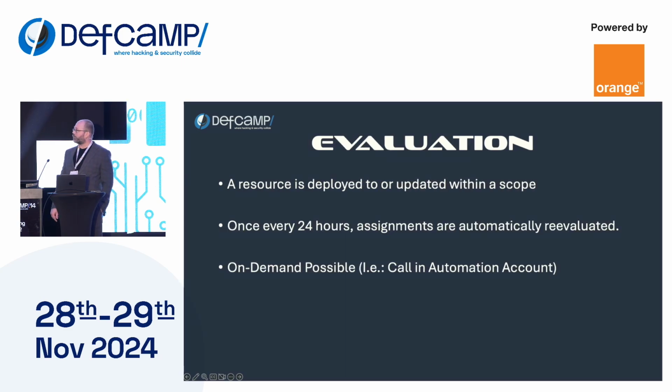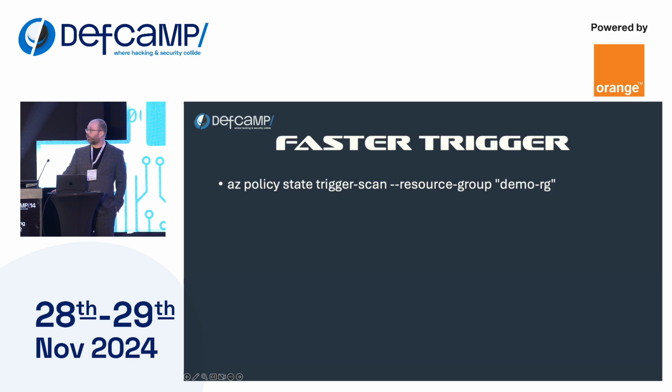So how often does it run these policies? The policy will run if a new resource is deployed within the scope or is getting updated. Otherwise, it will run at least once every 24 hours. Or you can do it on demand. Here is an Azure CLI command just to trigger the policy run the first time faster, because usually there is some delay, like 10-15 minutes, until the policy kicks off.